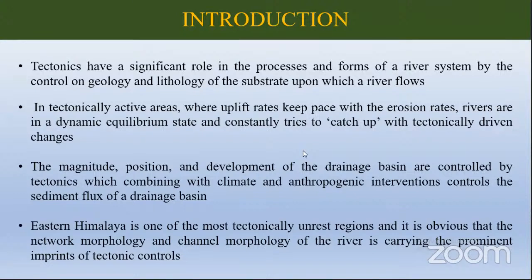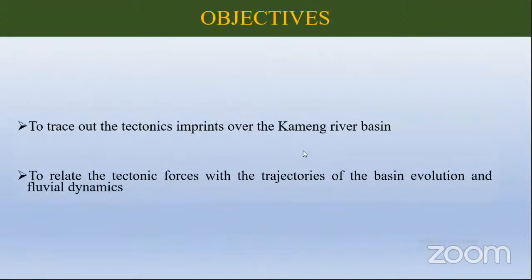The Eastern Himalaya is an active tectonic region, where different network morphology and channel morphology are imprinted by the new tectonics over the basin. That's why we selected the Kameng River basin of Northeast Himalaya as our study area. The objective of the study is to trace out the tectonic influence over the Kameng River basin and to relate the tectonic forces with the trajectories of basin evolution and fluvial dynamics.